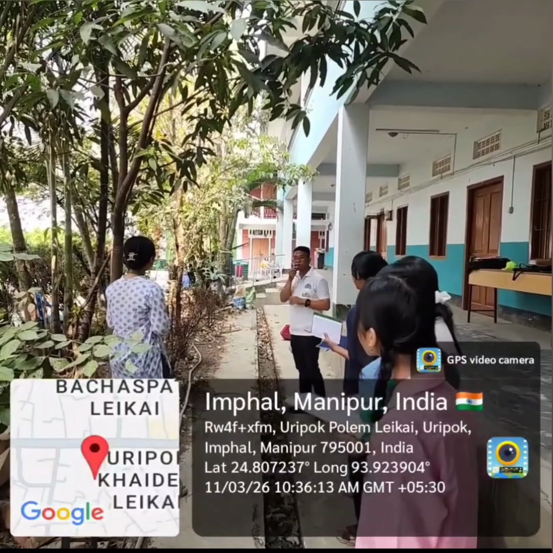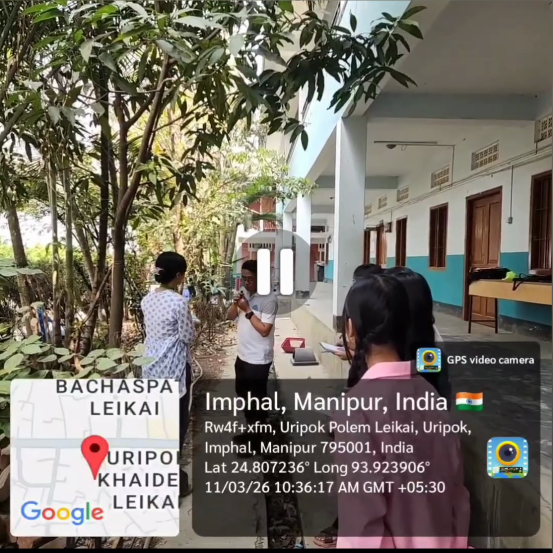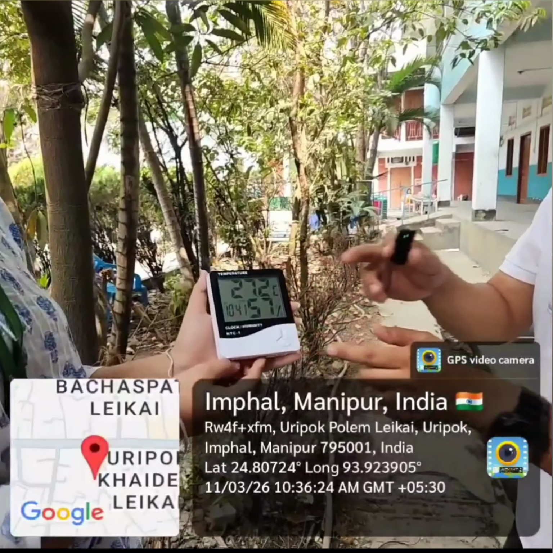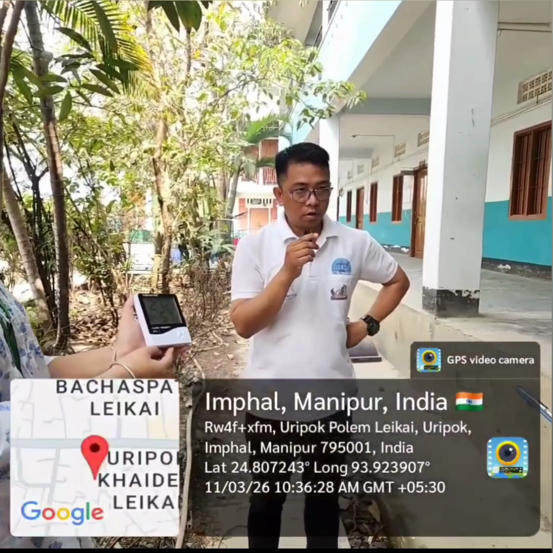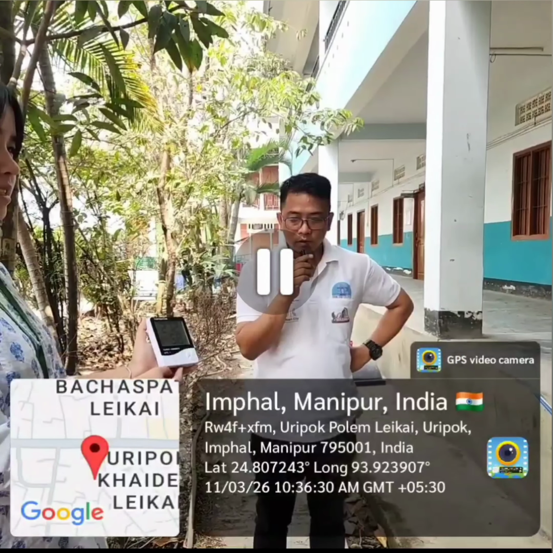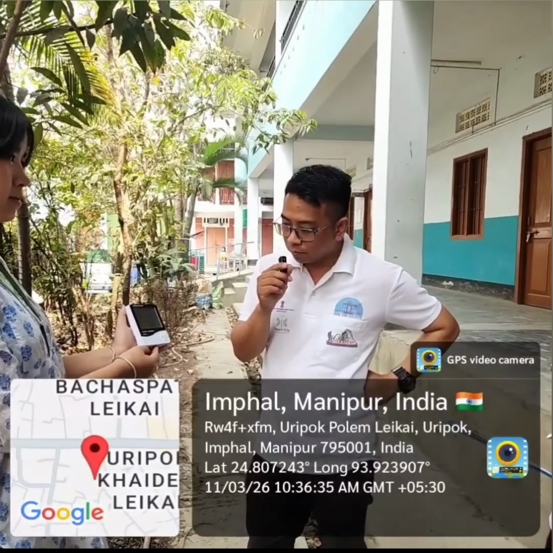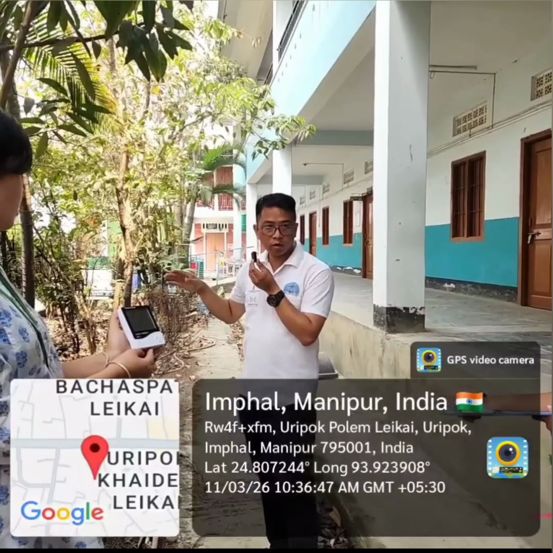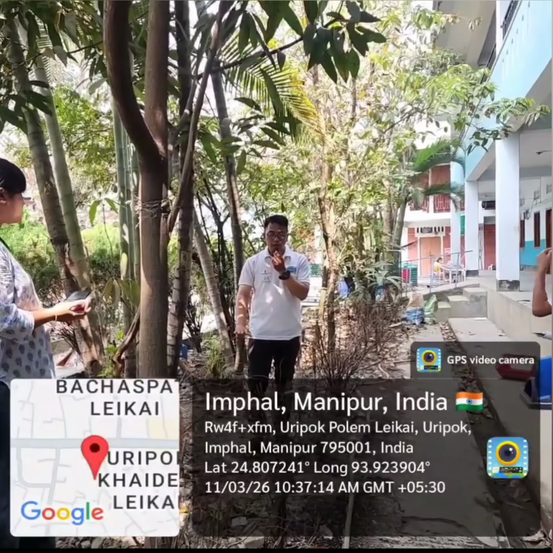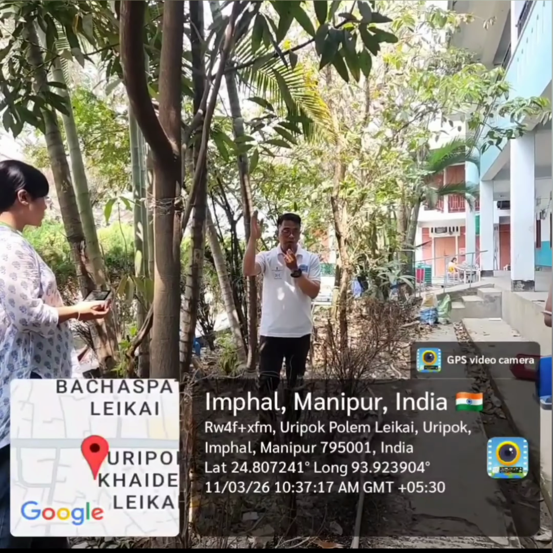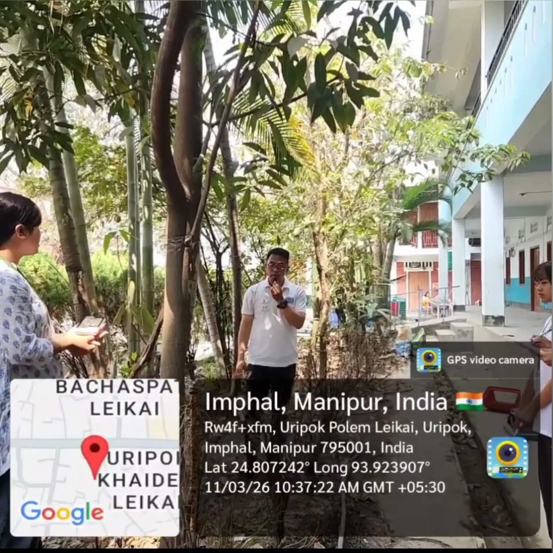This is under the tree, the shaded area. So we'll observe the temperature. 27.2 degrees Celsius. Okay, humidity is 50%. As you can see, the surface is soil and we are under the tree, with vegetation cover.